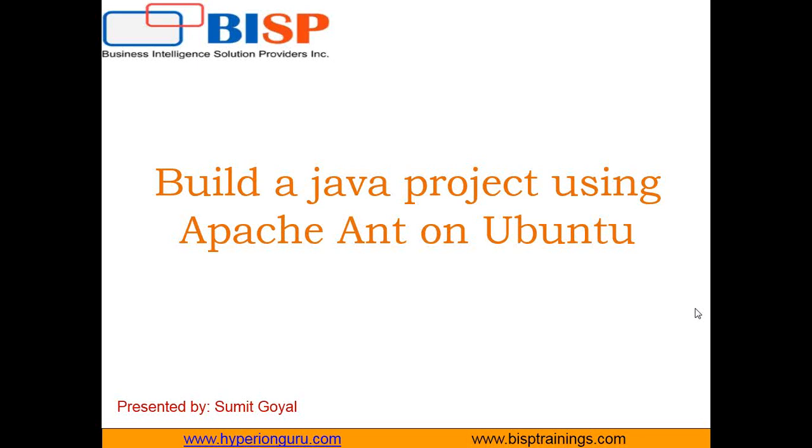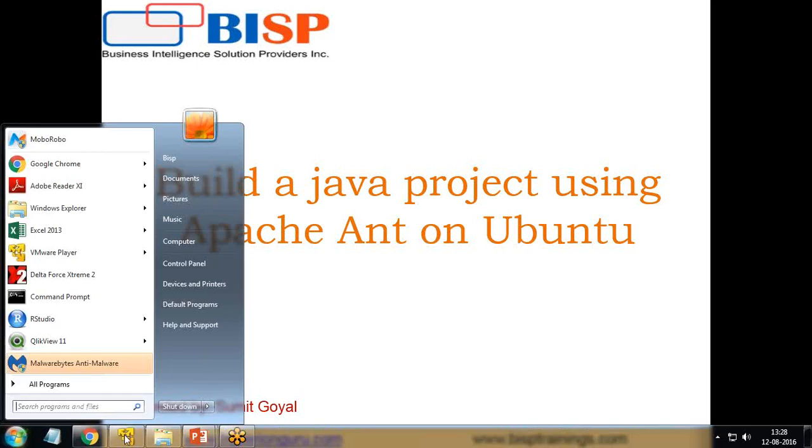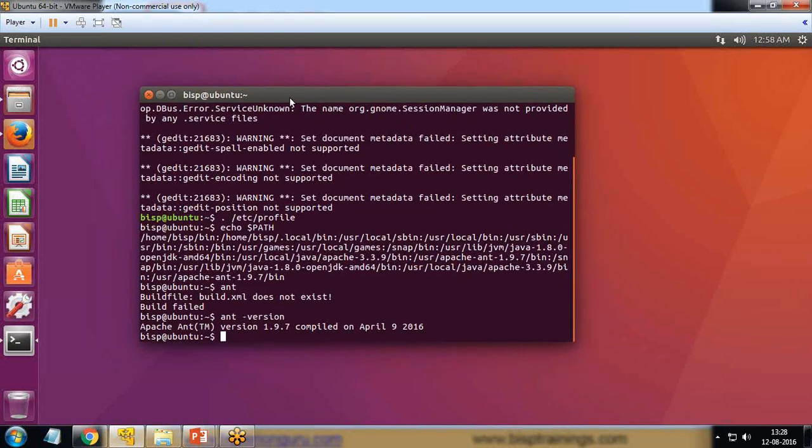My name is Sumit, and in this video I'm going to demonstrate how to build a Java project using Apache Ant on Ubuntu. I'm expecting that you have already set up Ant on your Ubuntu operating system. If you haven't, you can set it up, and if you want to know how, you can go to my previous video where I have explained how to set up and install Apache Ant on Ubuntu. So let's start building our Java project on Apache Ant.